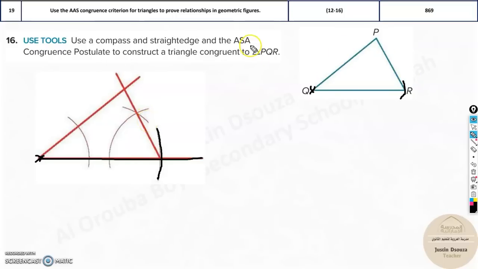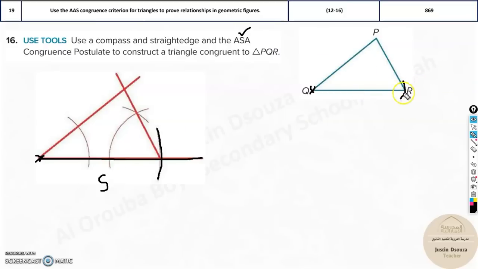Now we have done the side. S is done. Side is done. Just one side. Now we have to use the angles to construct the other two sides. How do we do that? The method differs depending on whether you're using a protractor or the SSS postulate or the AAS postulate. Okay, so now over here, since it's two angles and one side, you have to follow this method.